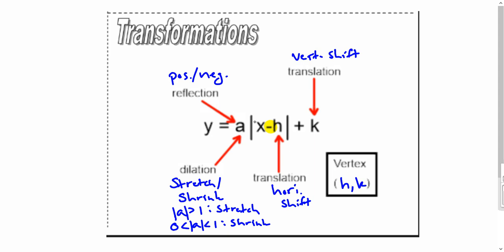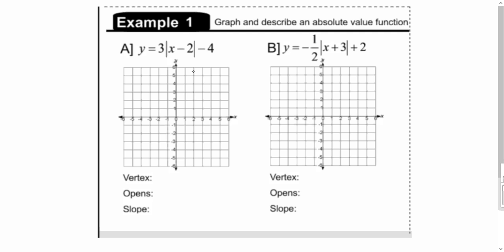All right, so we're going to see the exact same transformations for an absolute value graph that we saw when we were looking at a square root, exactly the same as when we were looking at cube roots. So let's start taking a look at a few examples. We have example one, which is really part A and part B. We'll do A first, then we'll go through and do B second.